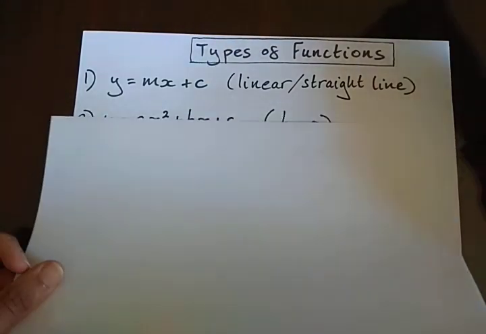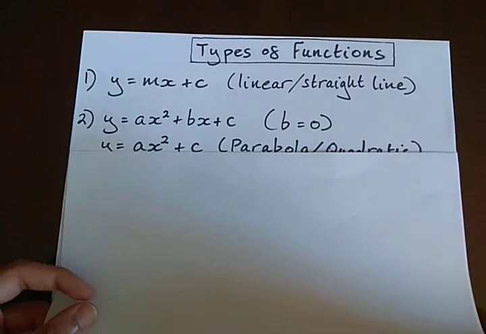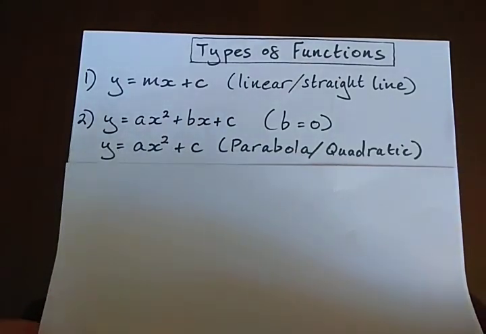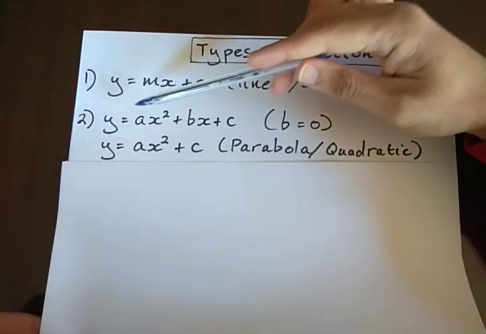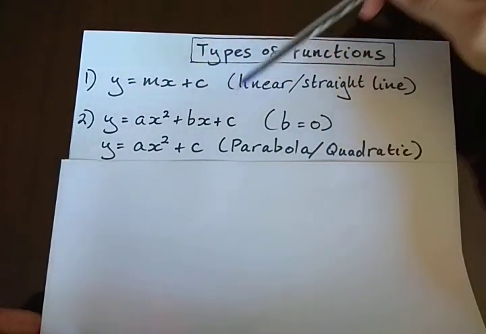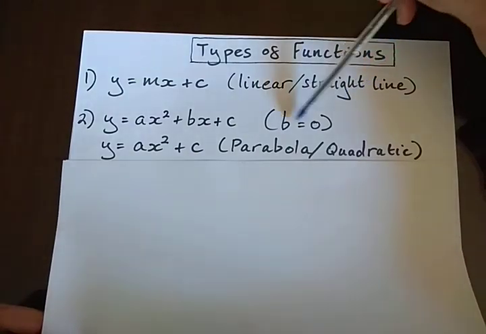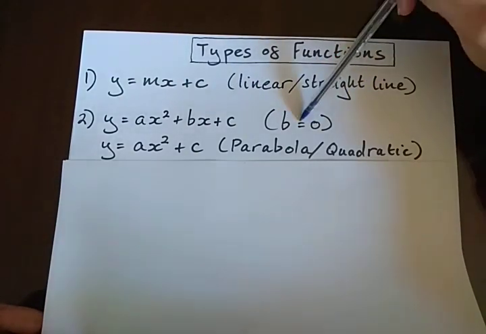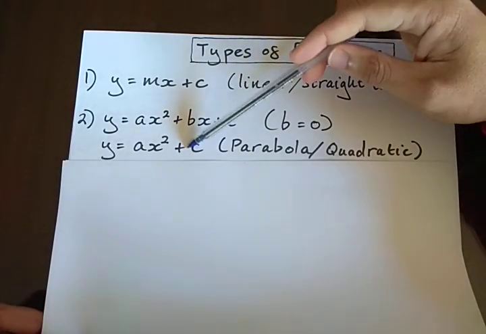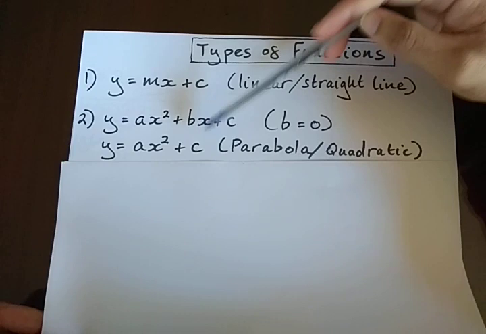The second function that we are most interested in is known as the parabola or the quadratic function. This is always denoted by the equation y is equal to ax squared plus bx plus c. In your grade 10 year, when you are being introduced to the parabola, the b parameter will be set to 0. Therefore, the equation is always reduced to y is equal to ax squared plus c.